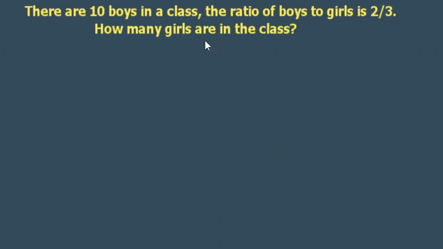The next problem. There are 10 boys in the class. The ratio of boys to girls is 2:3. How many girls are there in the class? We need to write down everything we know about boys in the upper line. Everything we know about girls in the lower line. In the class we have only 10 boys. And this upper 2 belongs to boys. We don't know how many girls in the class. And the lower 3 belongs to girls.